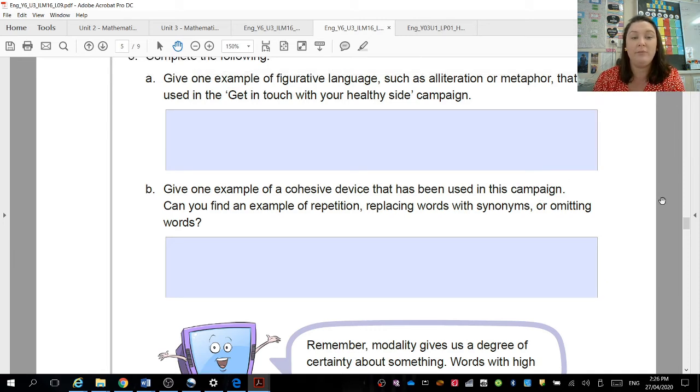B, give one example of a cohesive device that is used in the campaign. Can you find an example of repetition, replacing words with synonyms or omitting words? Remember, those are the three ways that you can cause cohesion. So please pause the video now and do the activity, and then come back when you're done.